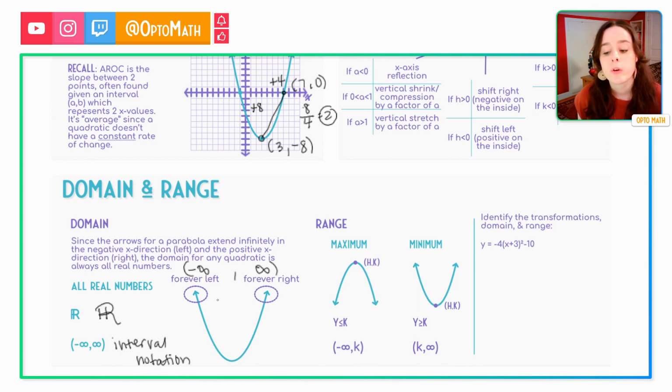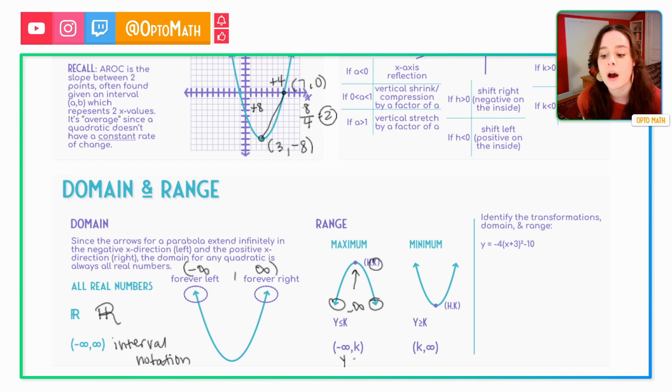Let's look at range. Remember, range is how far your y's can go. So if you have a maximum, then you're going to have a maximum point. There's going to be a lot of little y values, and then you're going to eventually hit that top y value. So it's going to have to be y is less than or equal to that k value, that y coordinate of your vertex. So both of these go to negative infinity, and then you go up to that k.